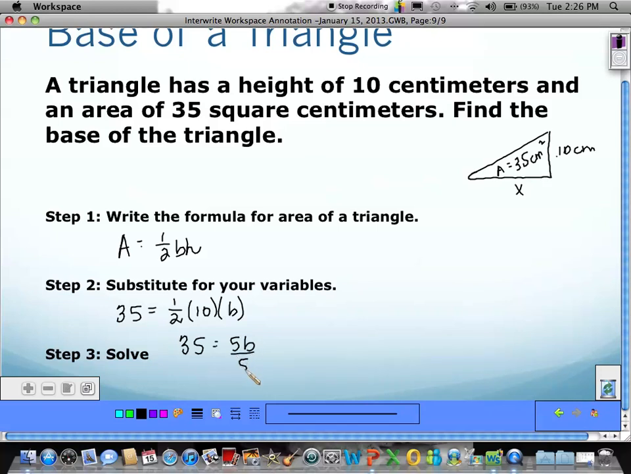I divide both sides by 5. So my base equals 7 centimeters. And this is not squared units because we're trying to find just the base. We already knew what the area was.